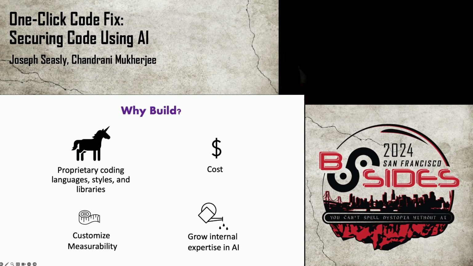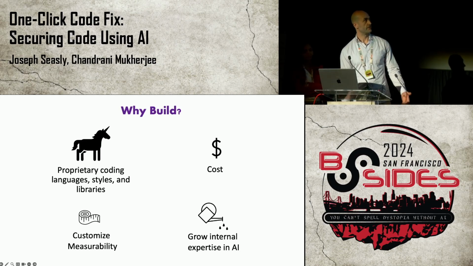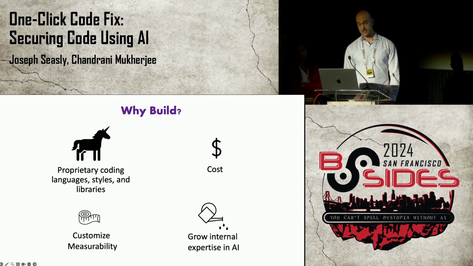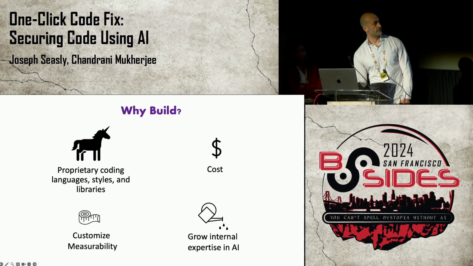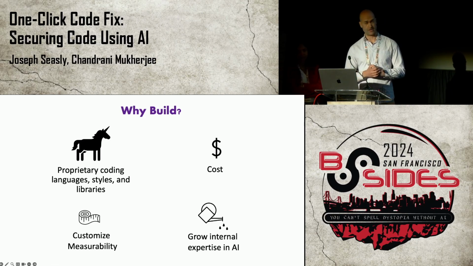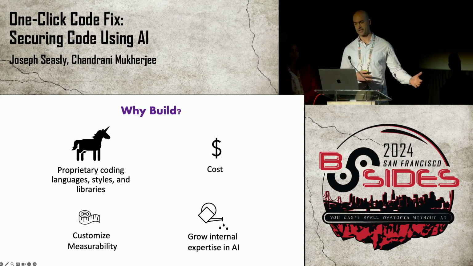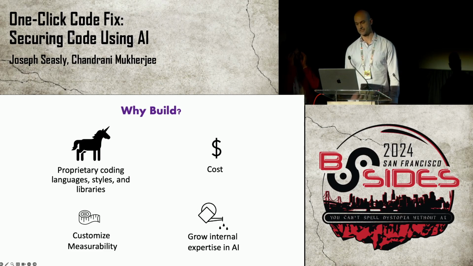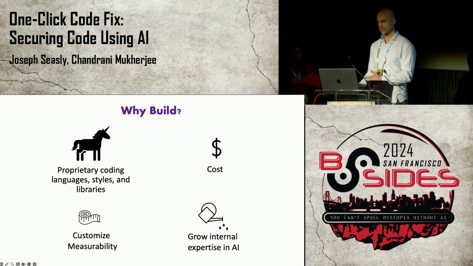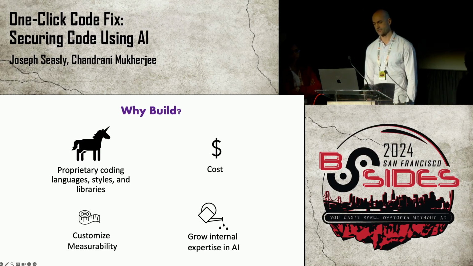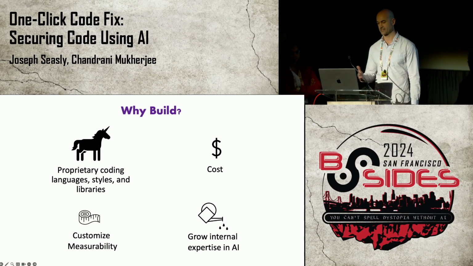A lot of times you will almost always have proprietary coding languages, styles, and libraries. For instance, your team may have an XSS fixing library that you want to make sure your data gets sanitized with, and you don't want to depend on an open source solution where you're not sure if it's going to be maintained. There's a large cost associated with commercial solutions. If you have a team of hundreds to thousands of developers checking in code, the cost for using a commercial solution can run into millions of dollars a year.